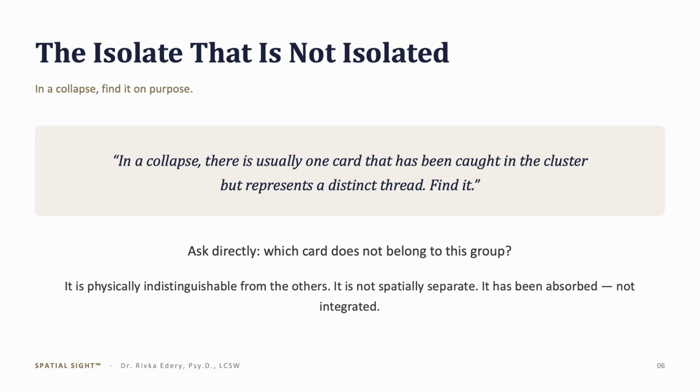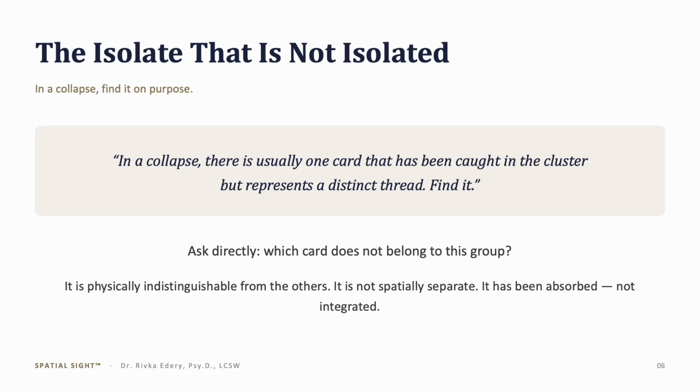And so, of course, a collapse will have pulled in something that does not belong. That is precisely the pathology. A field that has lost its ability to distinguish will not have distinguished this either. So the reading task in a collapse, as the book says, is to separate what has merged, not to supply more information. And finding the absorbed thread is the sharpest form of that separation.